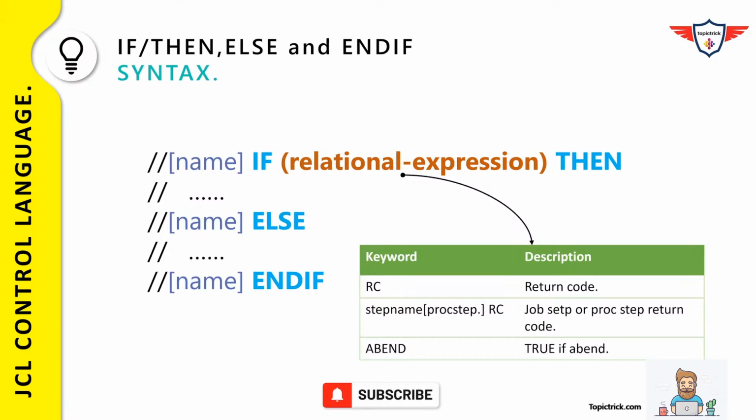programming language program. And in order to specify the relational expression or condition in your if-then-else statement, you can use the keyword RC followed by an operator and then a specific value that you want to check. And RC is generally used to specify the return code of a previous job step. And if you want to specify the return code issued by a specific job step or a procedure step, then you can use stepname.rc or procstep.rc.